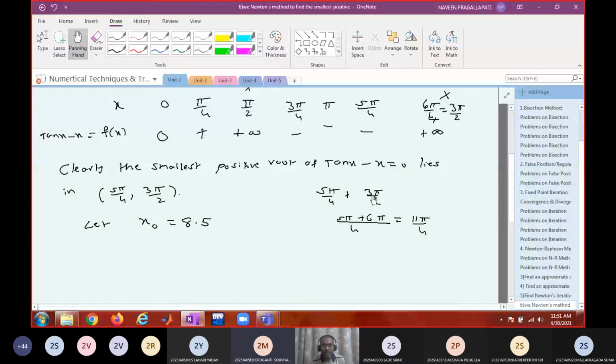5 pi by 4 plus 3 pi by 2, 4 is the LCM, divided by 2 for the midpoint. So it has to be divided by 2 again. That gives 4.3. So let us start with 4.3 and apply the Newton-Raphson method.